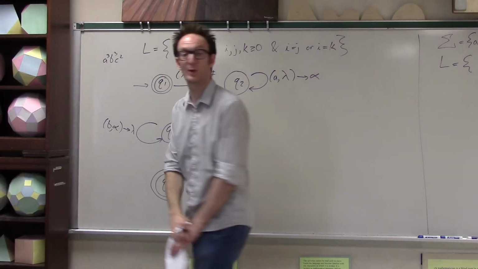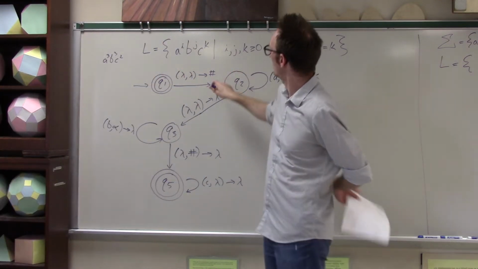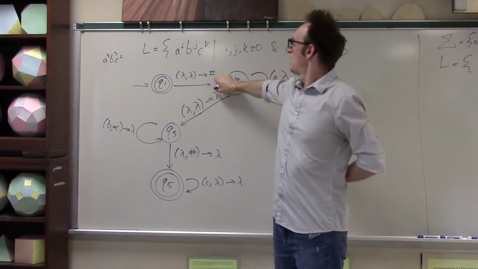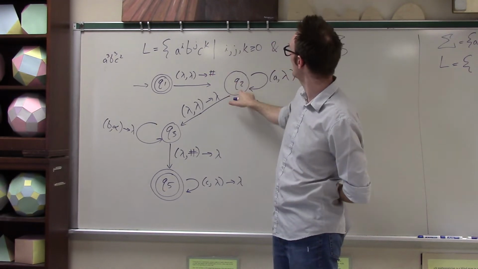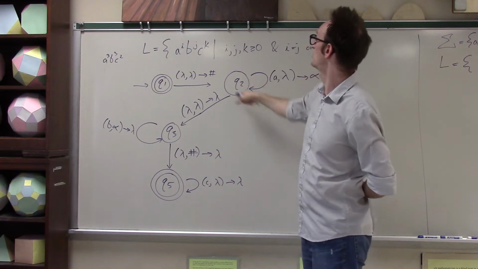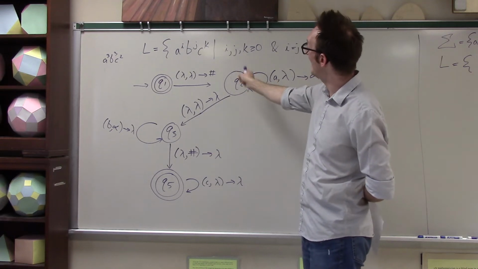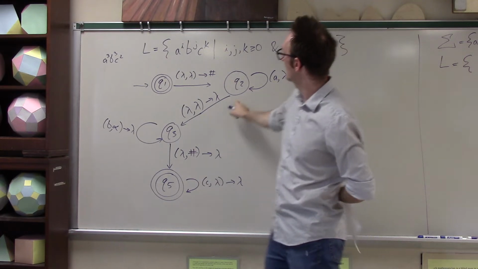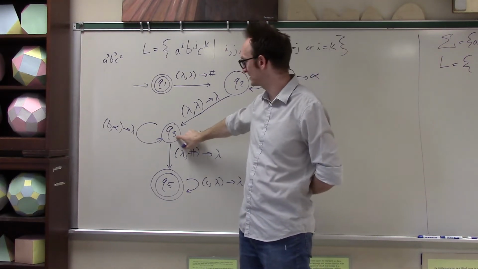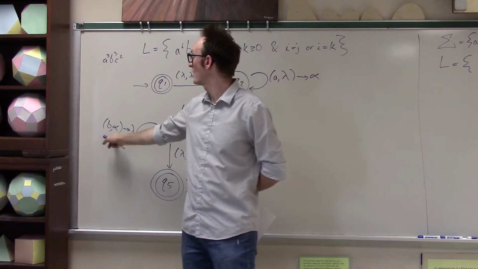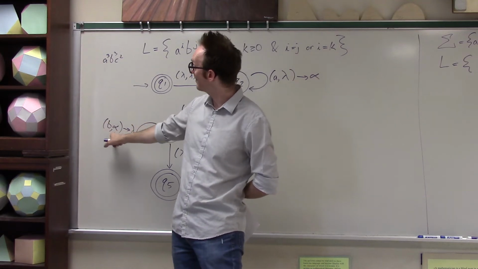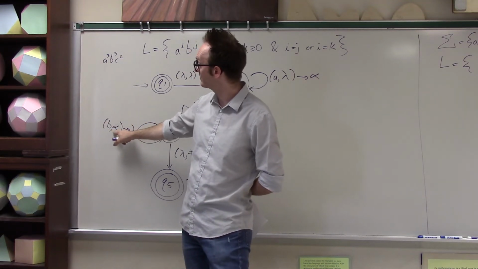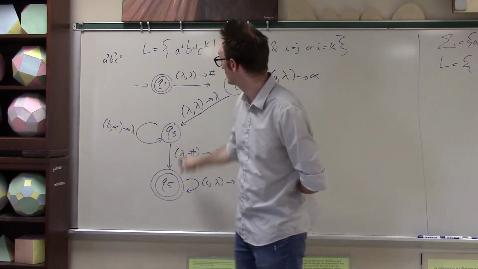I will show you how it will end up in this accept state. Well, first we push this pound sign to the stack, we end up here. We stay in state Q2, reading 3 A's and pushing 3 alphas onto the stack. Then we non-deterministically go to state Q3, and in state Q3, we read the 3 B's, popping an alpha from the stack every time we see a B, so we keep doing that.